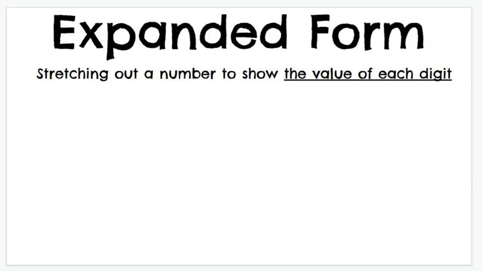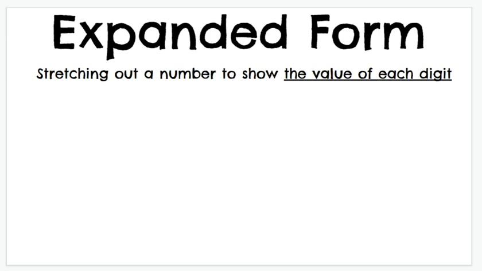Hi, fourth graders. Today we're going to remember some things about expanded form and expanded notation. So this will be a review of a skill you've already learned. So let's talk about what is expanded form. Expanded form is when we stretch out a number to show the value of each digit.